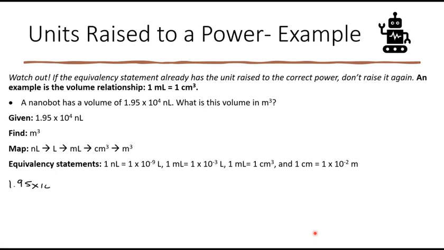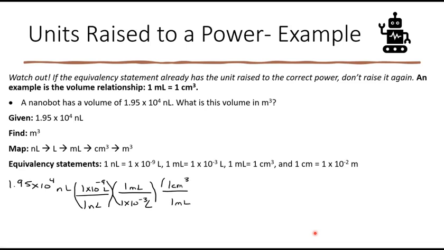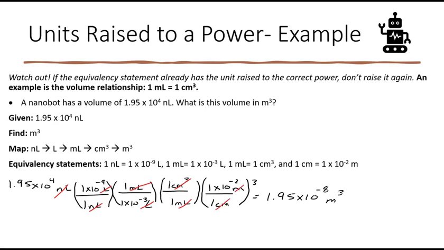Starting with 1.95 times 10 to the fourth nanoliters, we're going to set up the first conversion factor by putting 1 nanoliter at the bottom, 1 times 10 to the negative 9 liters on top, and 1 ml on top, 1 times 10 to the negative 3 liters at the bottom, so that those units can cancel out eventually. On top 1 cubic centimeter, on the bottom 1 ml. 1 cubic centimeter eventually will be at the bottom, and 1 times 10 to the negative 2 meters cubed will be at the top once we cube the entire conversion factor. We should end up with 1.95 times 10 to the negative 8 cubic meters, and all the units we don't want should cancel out with logical flow.